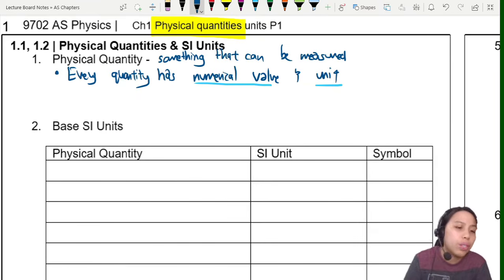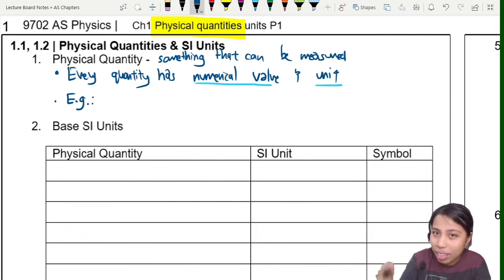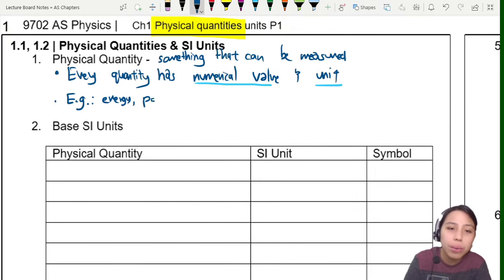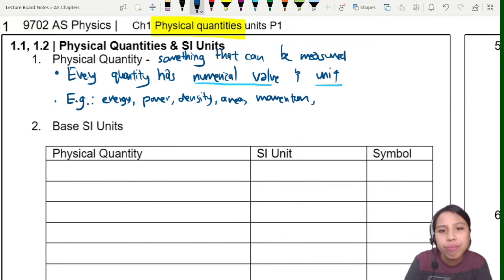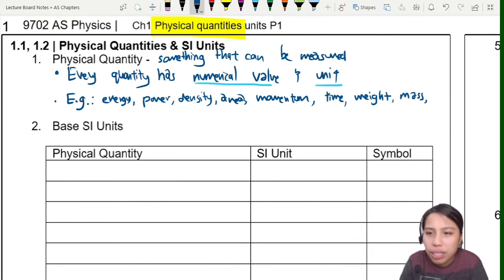By the way, if you're still not sure what physical quantities are, here are some examples of the quantities we are going to study together in physics. For example, we have energy, power, density. Have you heard of some of these? Sound familiar? We have area, momentum. A very important one that we measure all the time is time. What time is it now? We have weight, which we measure to keep track if we are healthy or not, how we are growing. But there's also mass, resistance, angle, there are so many quantities. These are how we quantify the world.